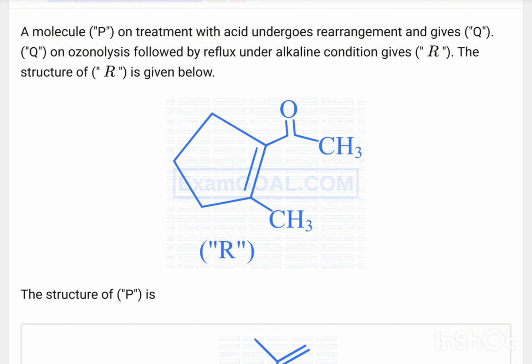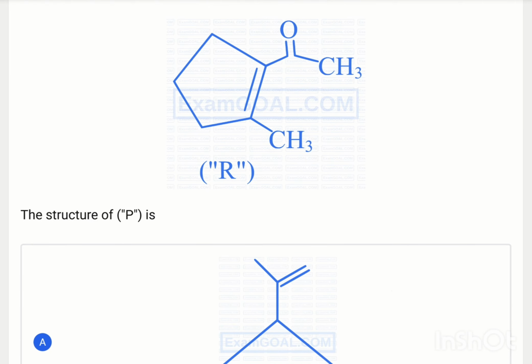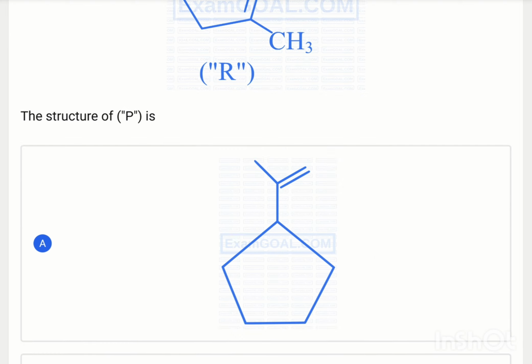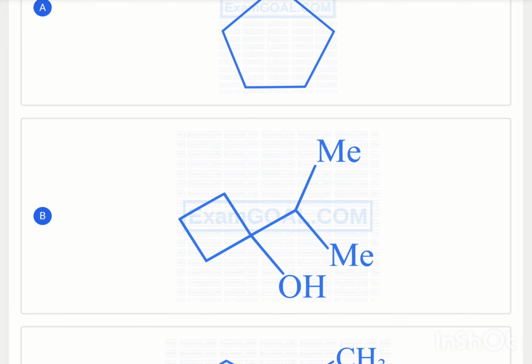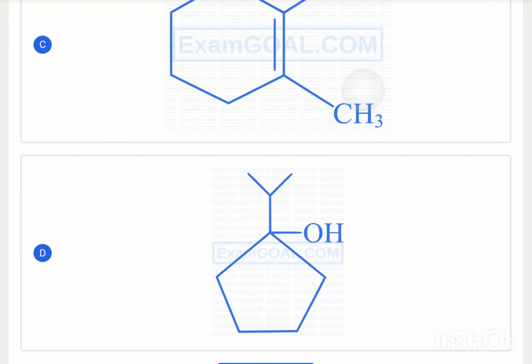Next, a molecule on treatment with acid undergoes rearrangement and gives, on ozonolysis followed by reflux under alkaline conditions, R. The structure of R is given below. Okay, we got a ketone. A may be our option. B is not giving us a ketone because it is an alcohol, right? Not our option. C will give us 2 ketones, but we need only 1 ketone. And D may be our answer. Let us start from D.